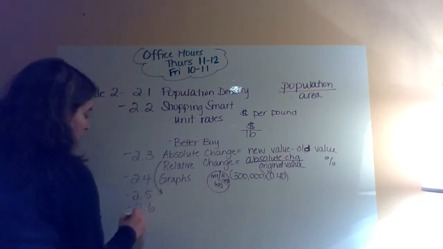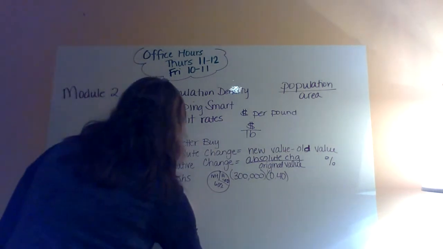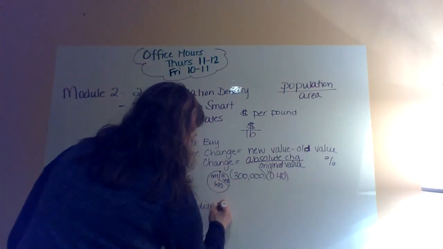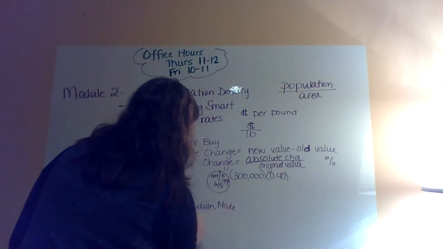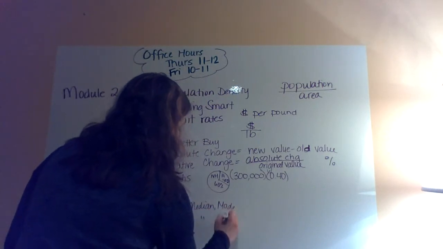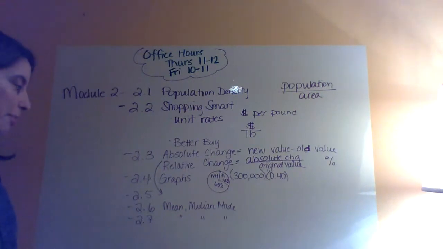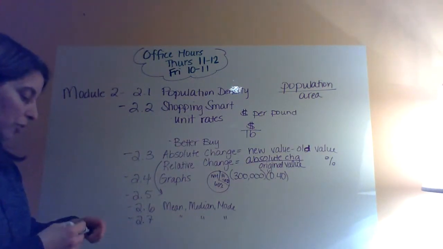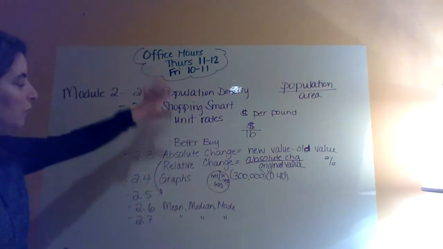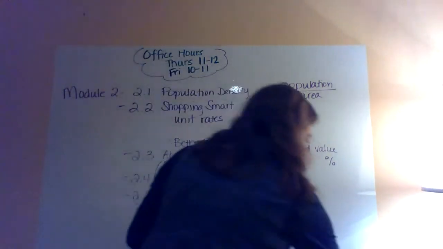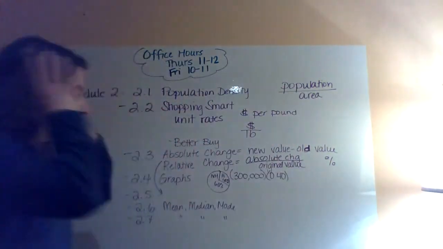2.6 and 2.7 we went over on Monday, and these were mean, median, and mode. We talked in the other video about how to find them, how to find a group of numbers that has a certain mean, has a certain median. In 2.7, it was really just more working with that. Okay, so this is a list of really all the topics we had talked about over the course of this module.